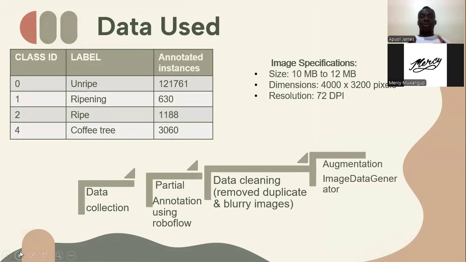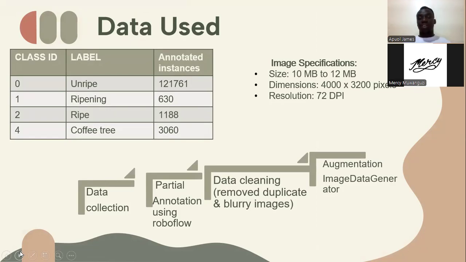Then we make sure that all the images are 10 MBs to 15 MBs in size. That means they are high quality images with the dimensions as we are seeing there, and the resolution ranging from 72 up to 300. And then we collected data. Then we also added our partial annotations, as I told you. We use public data, but we added some annotations to it.